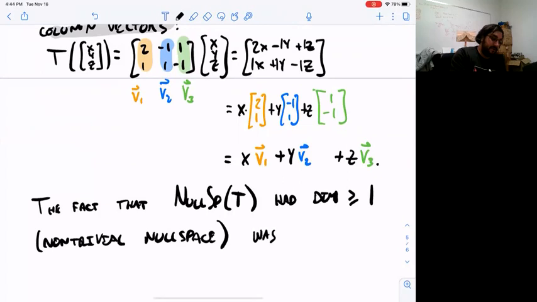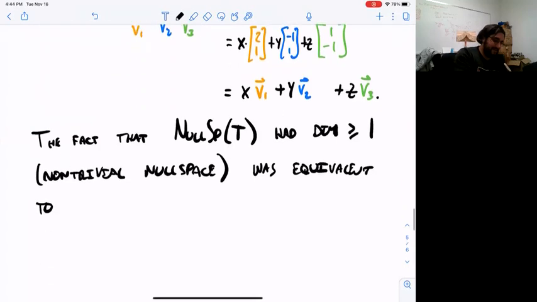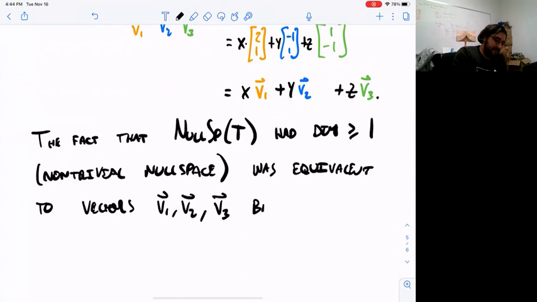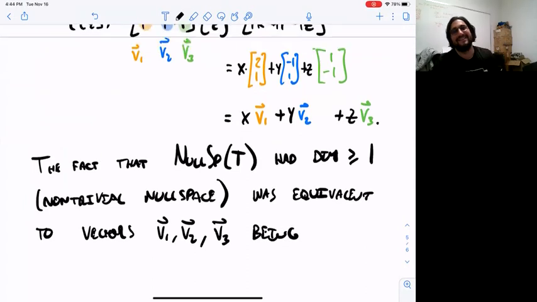Was equivalent to what? It was equivalent to vectors V1, V2, V3 being what? Give you a second before I spoil a surprise. Remember what we were trying to do.